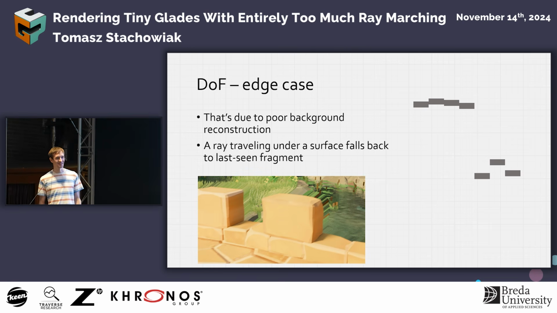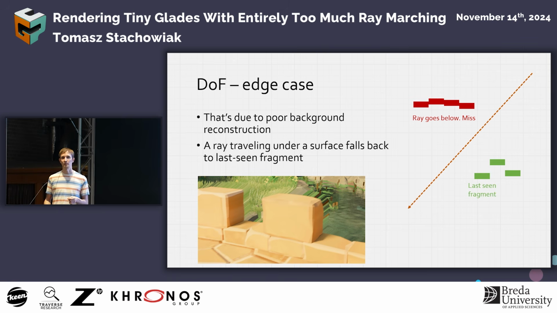And this edge case was initially a bit difficult to find, but it appears because of pretty basic background reconstruction. When a ray travels under the surface, we just use the last hit point that it actually saw as the color. So on the left side, you can see that this essentially causes a kind of trailing artifact behind objects where you don't have information, which most of the time is actually fine.